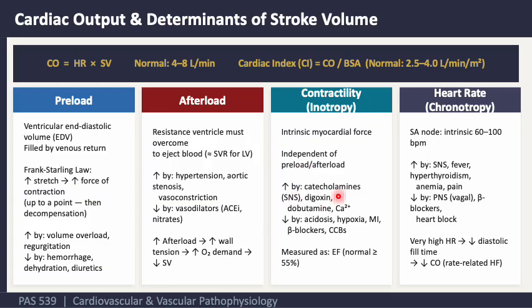It can be increased by catecholamines, certain medications like digoxin, dobutamine, and calcium. It can be decreased by acidosis, hypoxia, an MI, beta blocker, or a calcium channel blocker. The contractility is usually measured as EF, or what we call ejection fraction, and normal is above 55%.